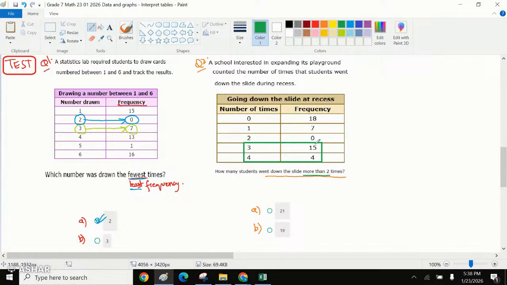So we take the numbers which are more than 2, right? And what should be the answer? What should be the total of the frequency? More than 2 would mean it's 19, right? And option number B. For the next question, I'll wait for your response, okay? I will not give a hint.